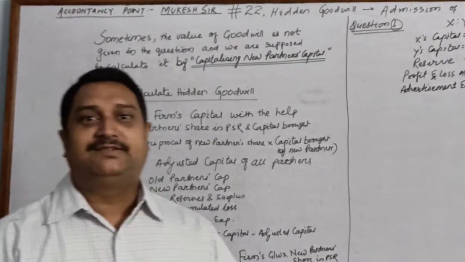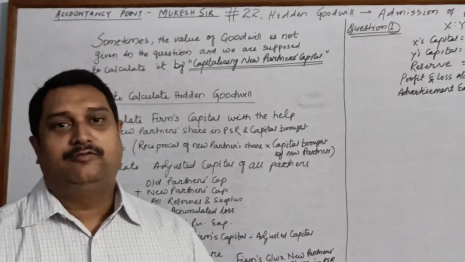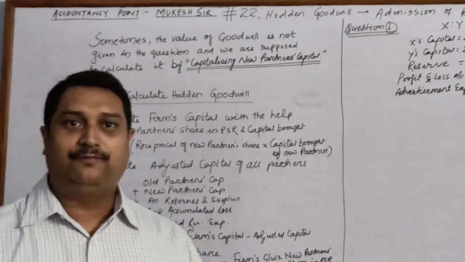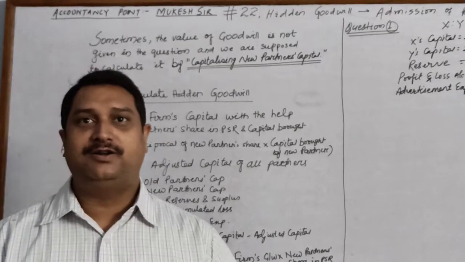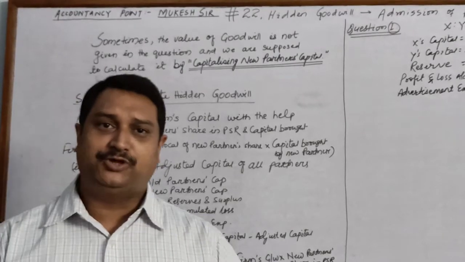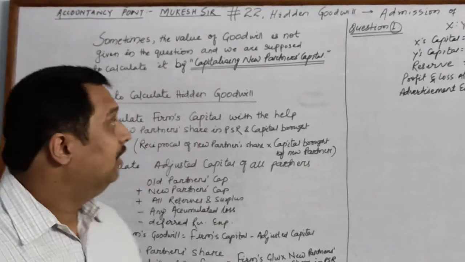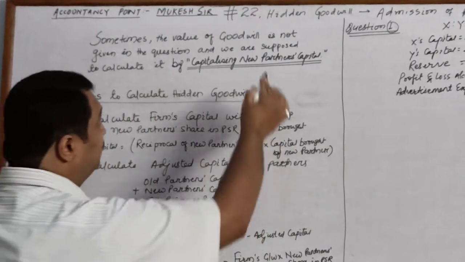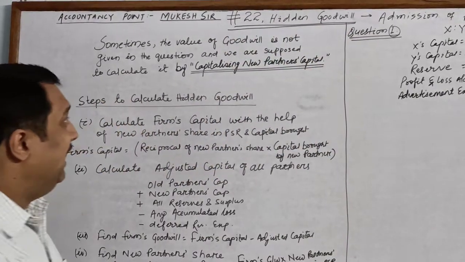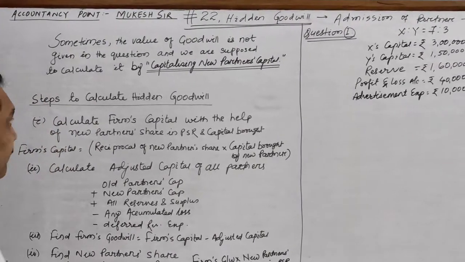The topic of today's discussion is the hidden goodwill. The other videos relating to treatment of reserves and surplus, and how to solve a full question in admission of a partnership, have been done previously, and the link has been shared in the description column where you can easily go and watch the videos if you haven't gone through them. This is my 22nd video, and this is the admission of a partner, chapter 3 for class 12.